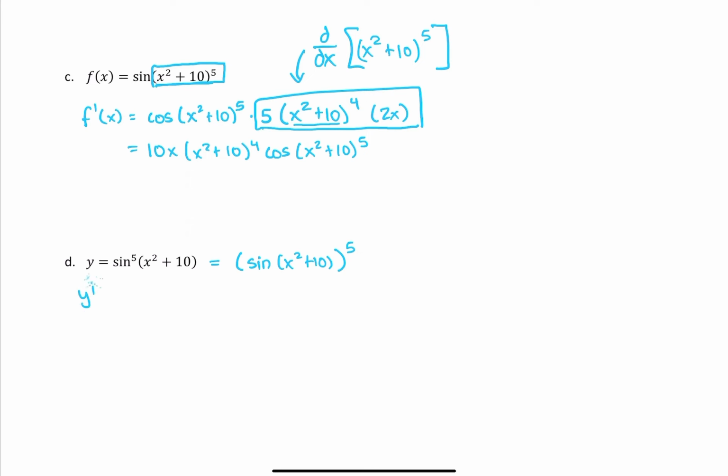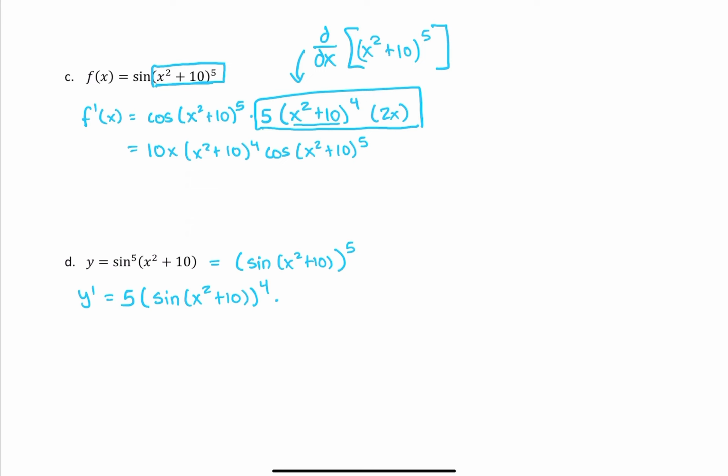So our derivative is going to be, well, the derivative of anything to the 5th power is 5 times that thing to the 4th power. So we're going to have 5 sine x squared plus 10 to the 4th power. So that's the derivative of the outside part, the 5th power. And then we're going to multiply by the derivative of what's on the inside. What's inside is the sine of x squared plus 10.